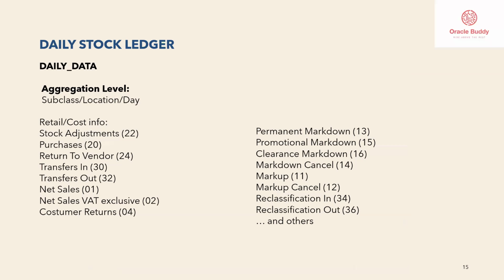So let's talk about the daily stock ledger. The table for the daily stock ledger is daily data. Aggregation is at subclass, location, and day. So these are all the trend codes, and other trend codes are considered for the daily data rollups.